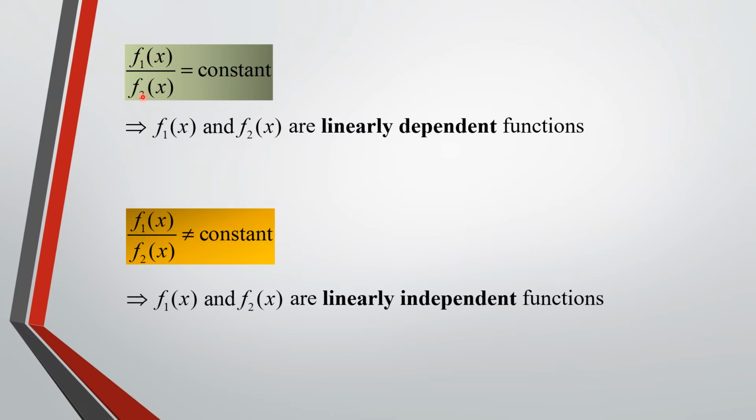It can also be the other way around. You can write down f2 over f1 instead of f1 over f2. So if you calculate f2 over f1 and your result is a constant, you get the same conclusion, the two functions are linearly dependent. And if you evaluate f2 over f1 and the result is not a constant, you apply the same conclusion, the two functions are linearly independent.